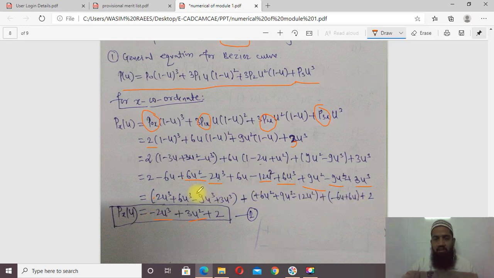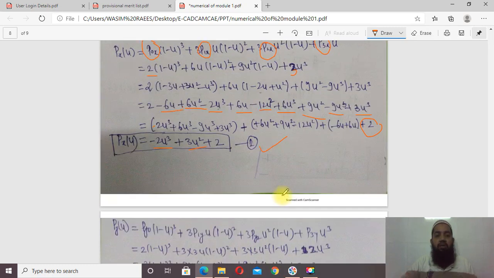After that we have the terms in u, so this will be minus 6u from here as well as plus 6u from here. Both cancel with each other, because minus 6 plus 6 will be 0, and only 2 is left. Okay, so this is the first equation, p of x of u.